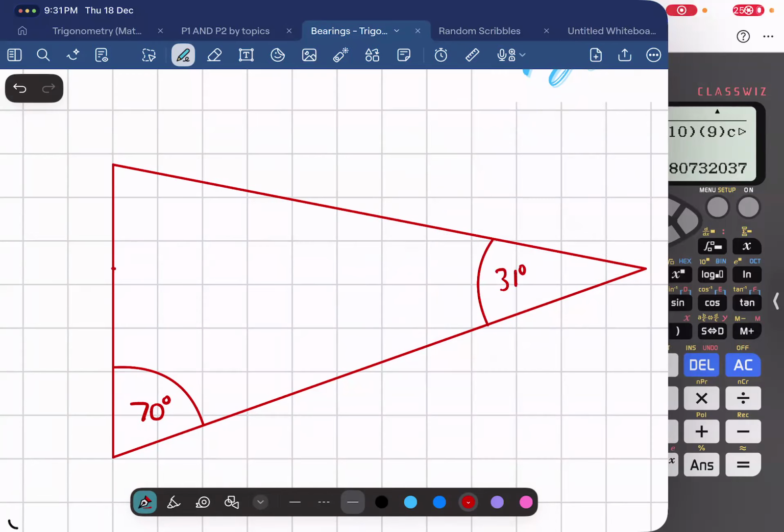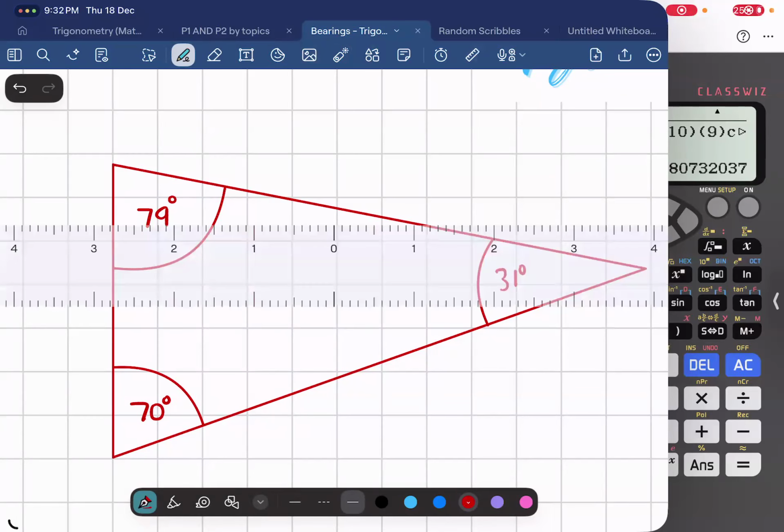And what would this angle be here? Use your rules for a triangle. If that's 70, that's 31, that'll be 101. What's 101 from 180? 79, right? Because 70 plus 31 is 101, take that away from 180, so 79. Could you all confirm that? Yes. Okay, great.